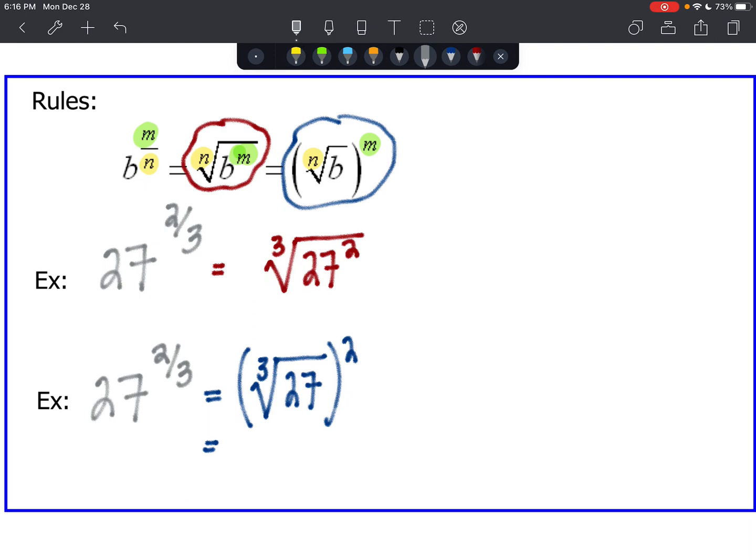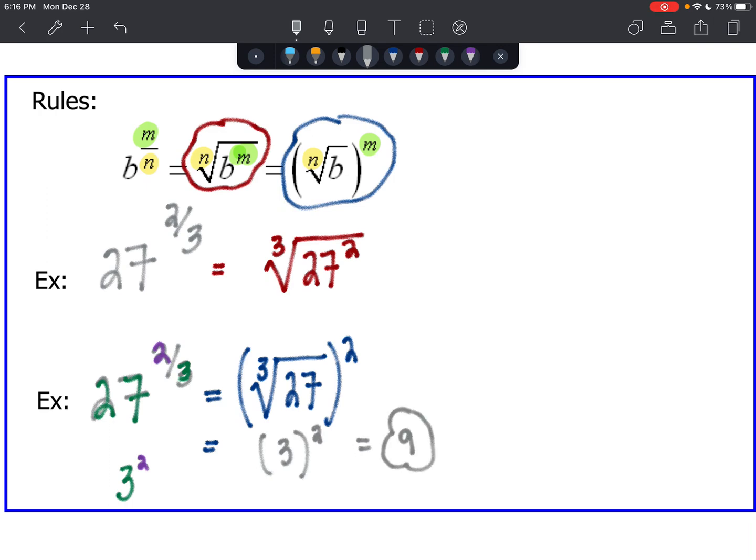When we have that numerical base, we're just going to say, what's the cubed root of 27? Well, the cubed root of 27 is 3. And then 3 raised to the second power is equal to 9. We will get to the point where we are doing these in our head. For instance, if I have, let's say, 100 raised to the 3/2 power, we would say the square root of 100 is 10, and then 10 cubed is 1,000.